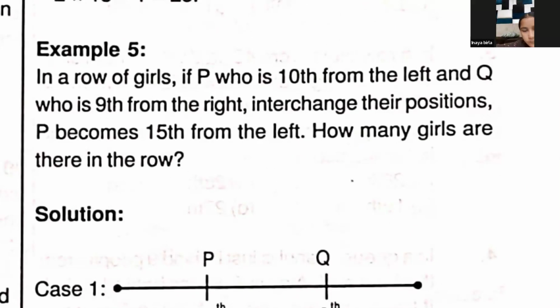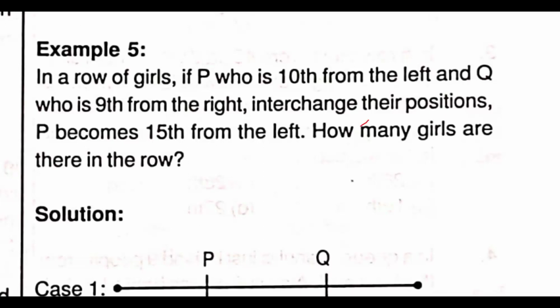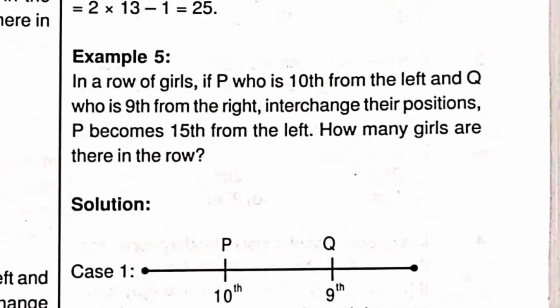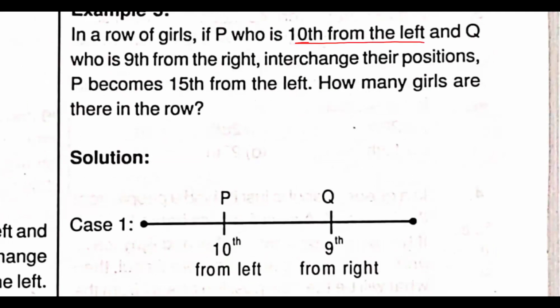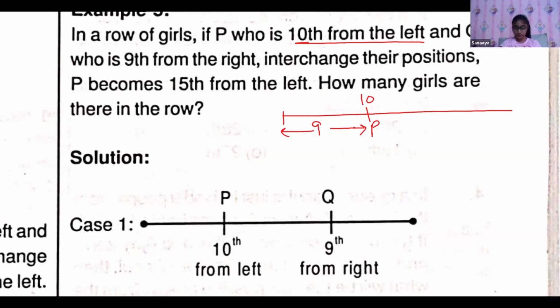Okay, let's understand it properly. Now, again, we are given a row of girls. Then P, who is 10th from the left. That means P is 10th from the left. Okay, this is a row. This is P, who is 10th from the left. That means towards the left of P, how many persons will be there? 9 persons, right? If P is 10th from the left, that means 9 persons will be sitting to the left of P. Yes or no? Yes, ma'am.